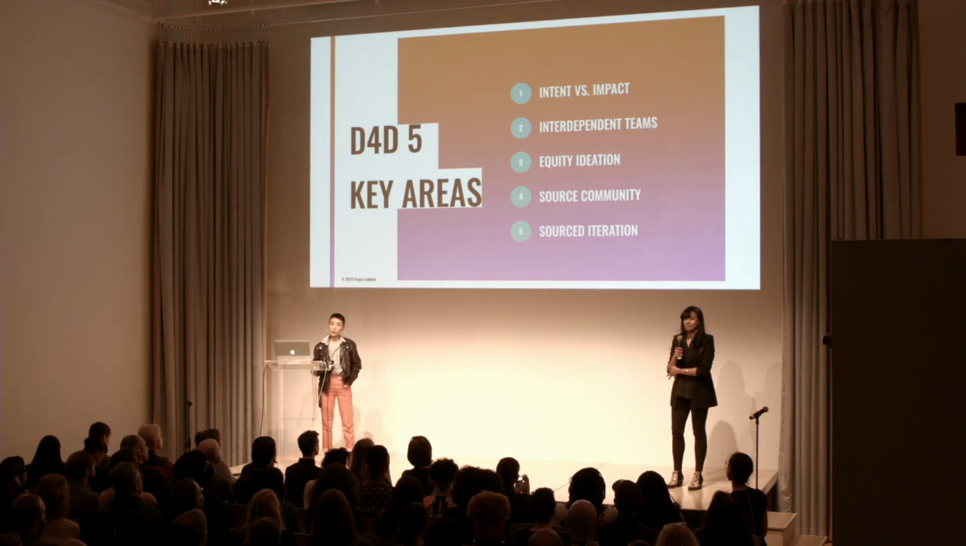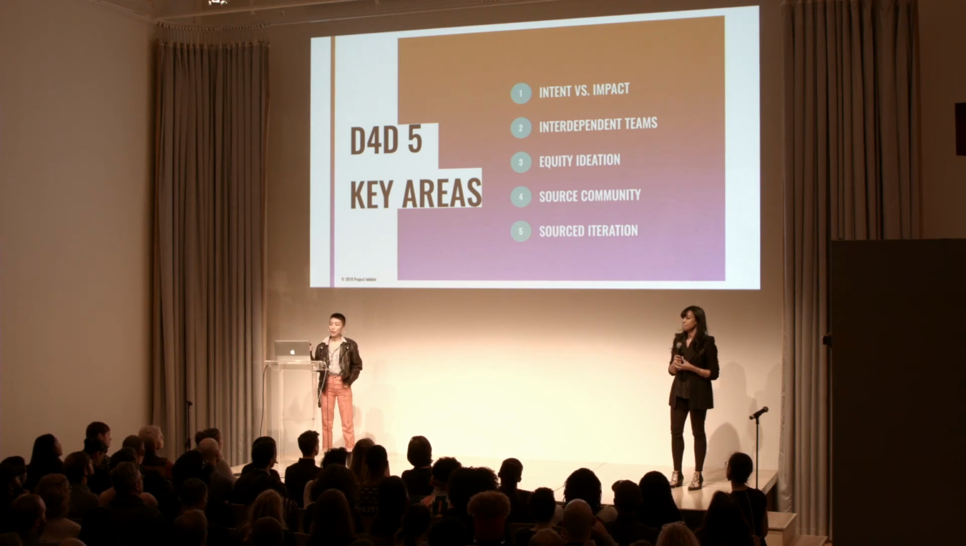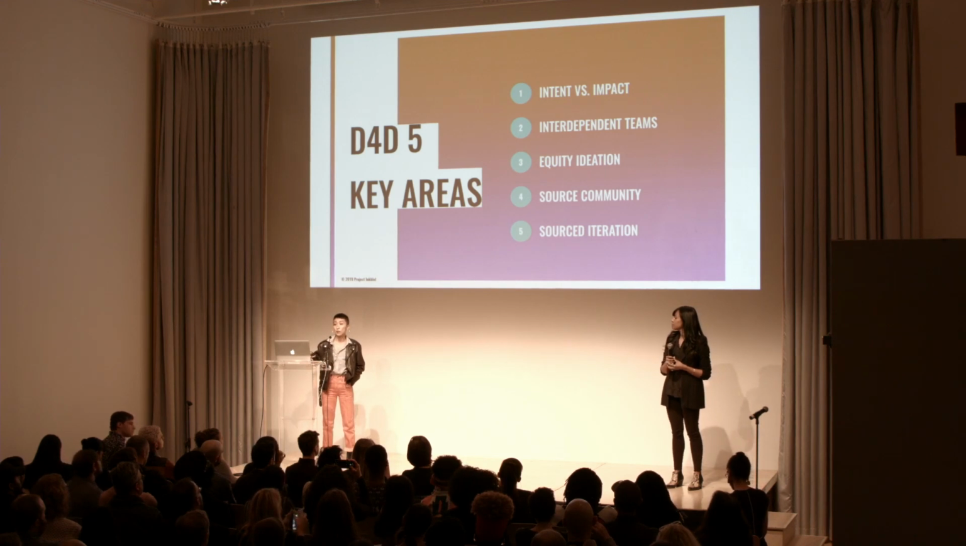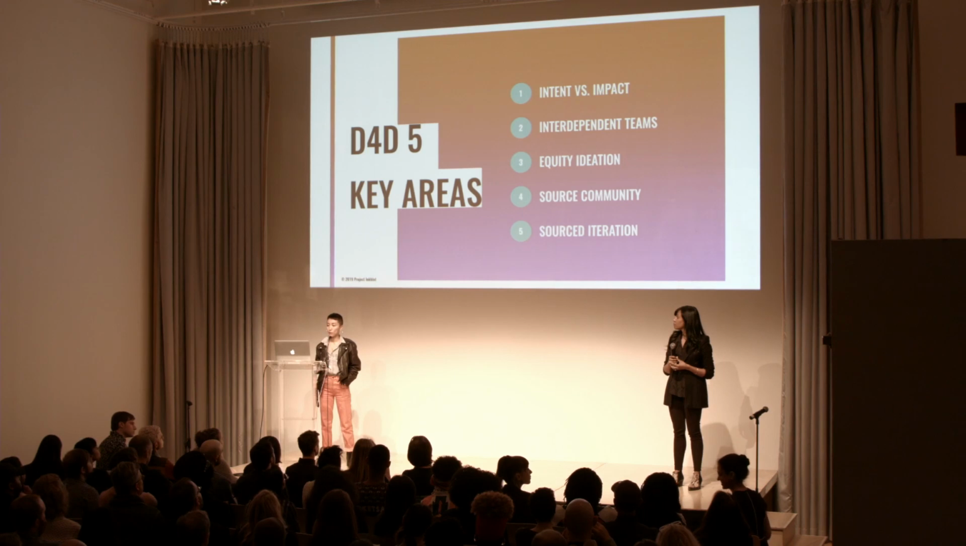So when we talk about design for diversity, we're looking at 5 key areas in the framework. Each of these key areas has a core question. So intent versus impact. In what ways might your impact diverge from your intent? Interdependent team speaks about how do the different identities of the team indicate or implicate how you make decisions on your team and your ways of working together.